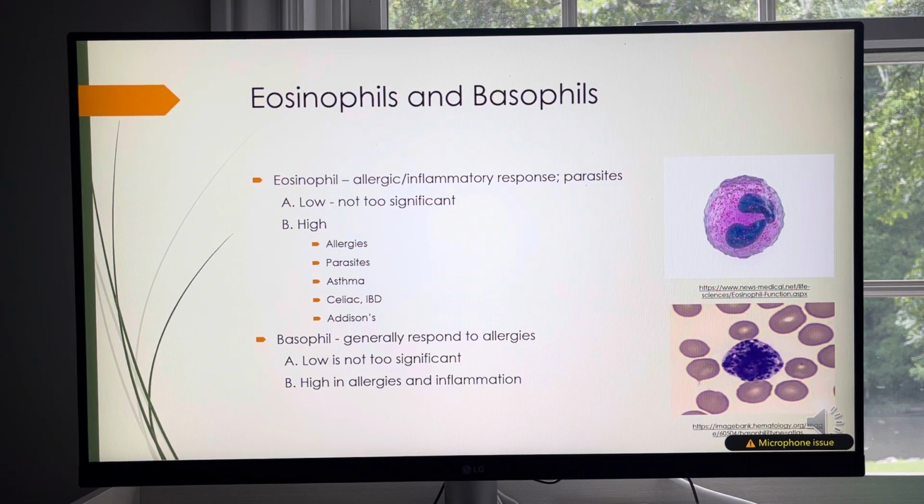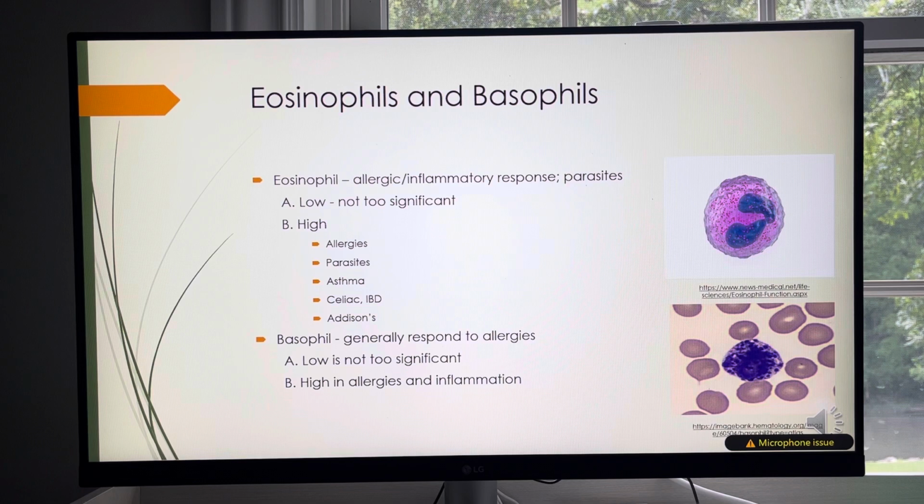Eosinophils are involved in our allergic or inflammatory response. They also are activated when we have a parasitic infection. Again, low, as long as it's just the eosinophil, it's not too significant, it's not too concerning. High, well, you're thinking those diseases and illnesses that are associated with an IgE response. Allergies, asthma, can see it in celiac, but usually those IgE and parasite infections. So when you think allergies, asthma, and parasites, think eosinophil count.